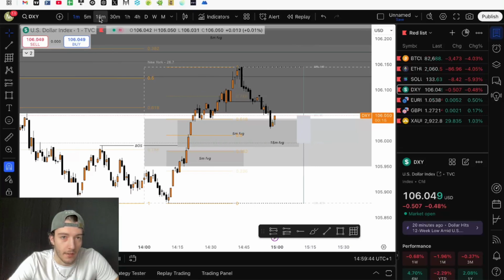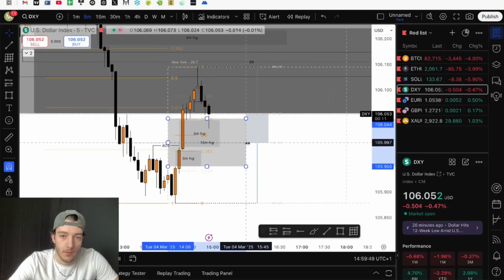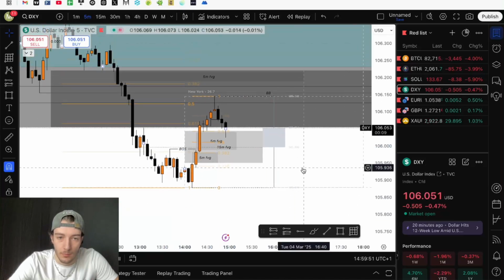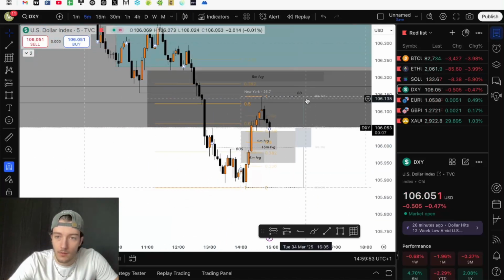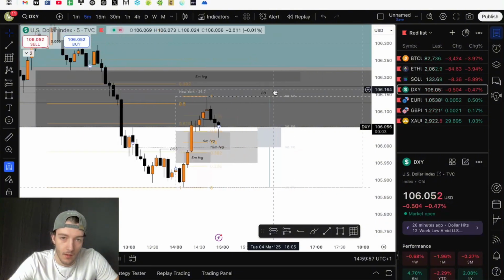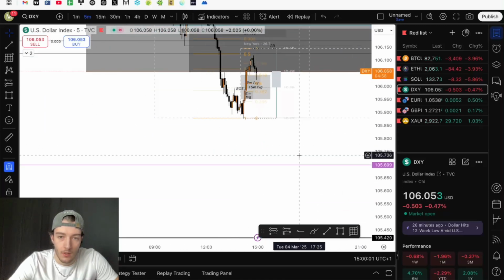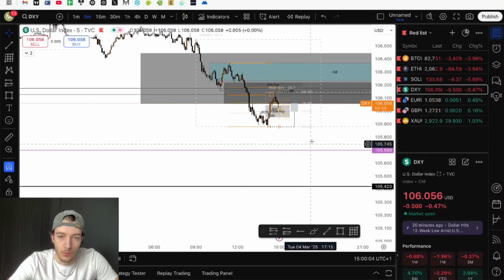Alright, so far it looks like this 5-minute with the 15th fair gap overlap is pretty strong, and we'll push the dollar a bit more up, form one more higher high, and hopefully after that we're gonna break structure and move lower towards these lows here.